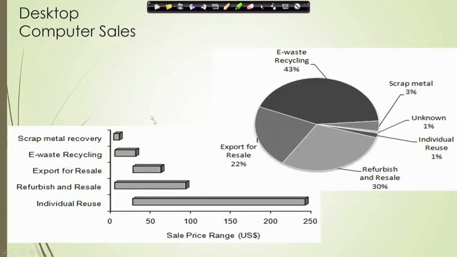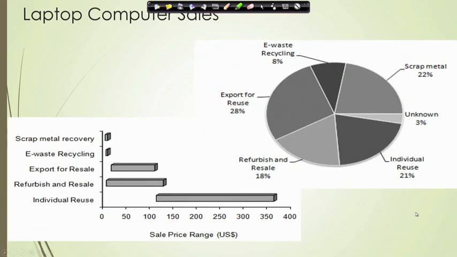So, in terms of desktop computers, the options are scrap metal recovery, e-waste recycling, export for resale, refurbish and resell, and individual reuse. With individual reuse you see more price, you can put it on eBay and other places. The same values are put in a pie chart. E-waste recycling was pretty high, then refurbish and resell is around 30%, and even some individual reuse, although the price was much higher, but only 1%. So, some really good computers were out there.